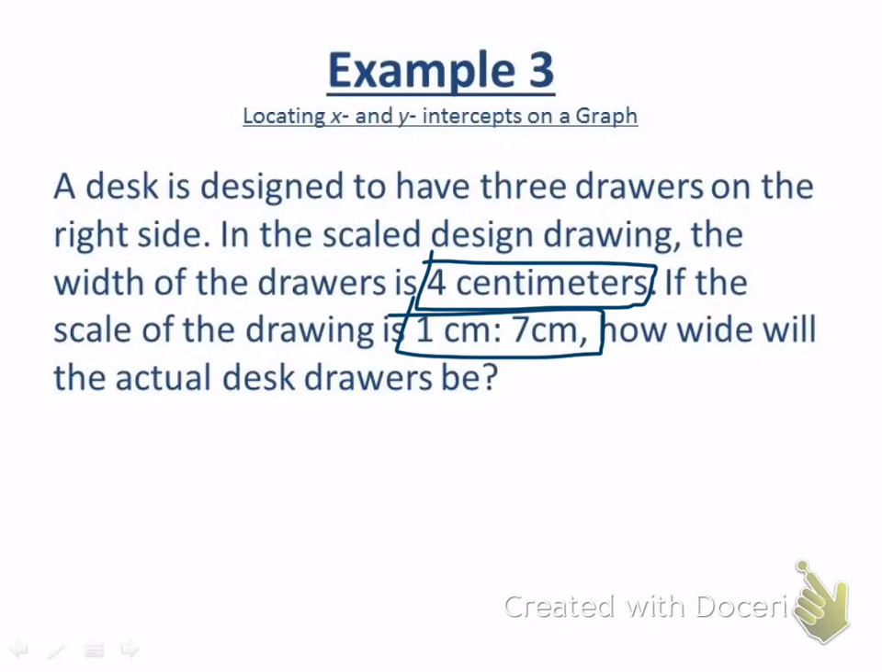It's 28, right? But what's the ratio and what's the proportion you would set up? 1 over 7 is my scale factor. That equals 4 over X, oh, X, sorry, or A or D, whatever you want to put there. And then you cross multiply and solve it. So we're using similarity of figures to do this.